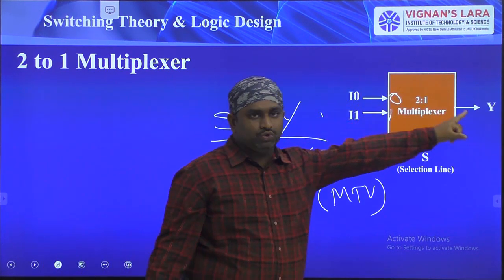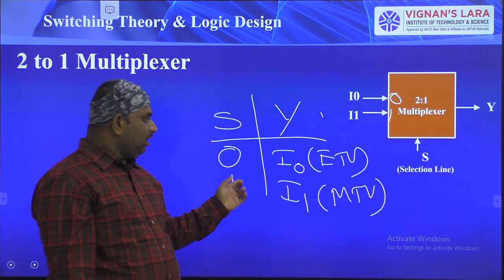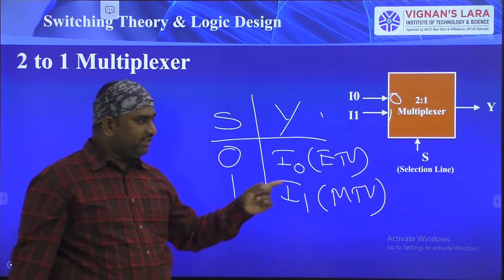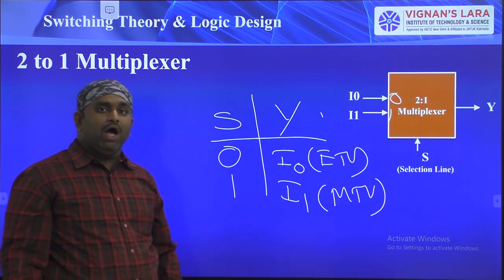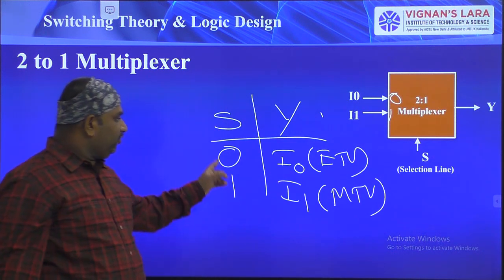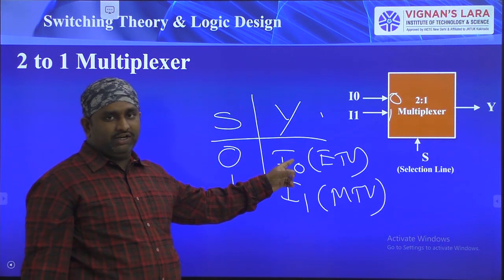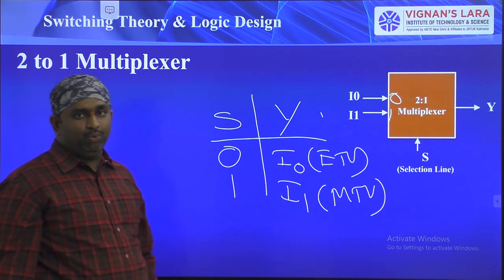So E TV goes to the output. So E TV will appear on the screen of our TV. If S is equal to 1, then M TV will display as the output on our TV screen. Okay, so this is the truth table. If you select S is equal to 0, it will display I0. If S is equal to 1, then the output is equal to I1.